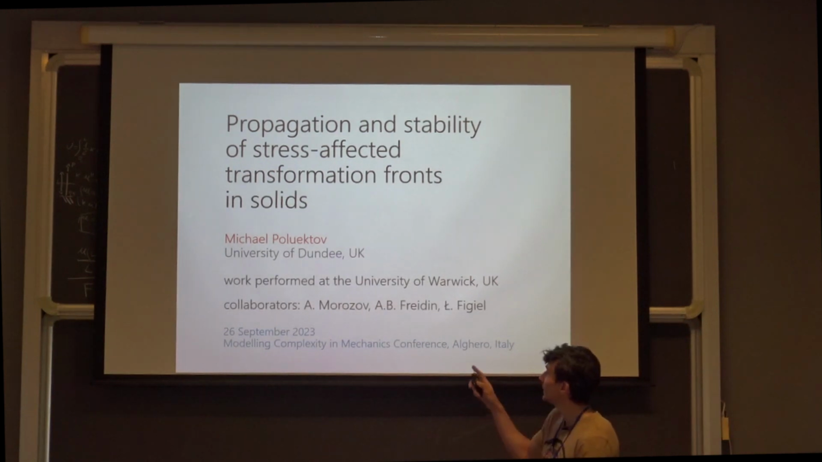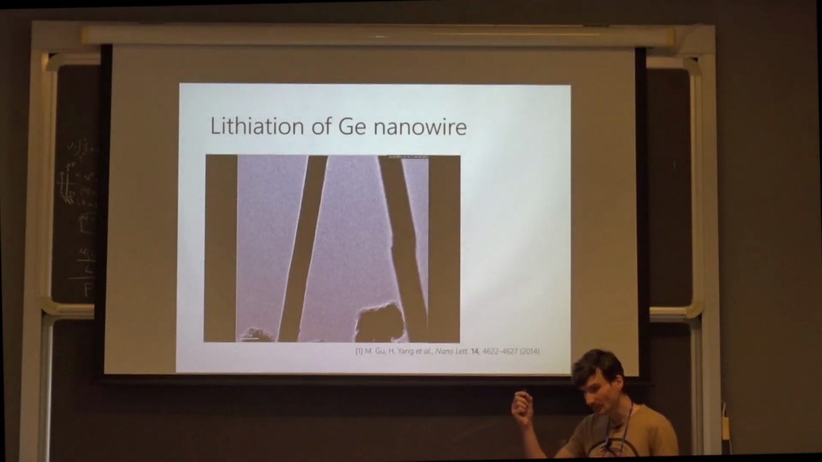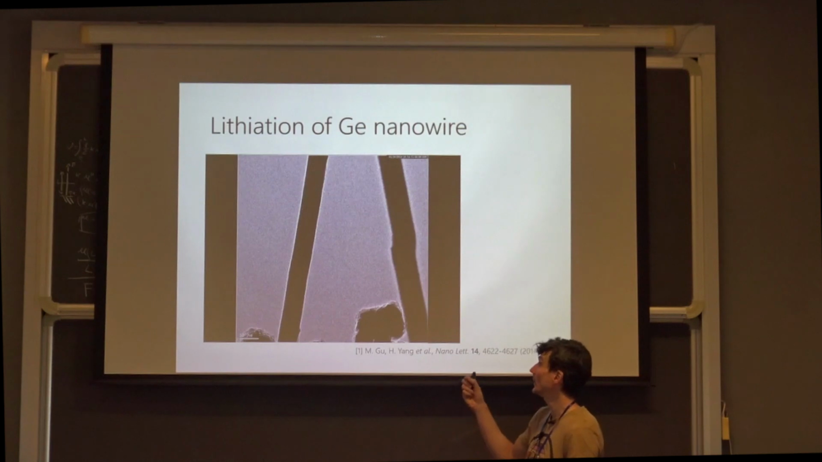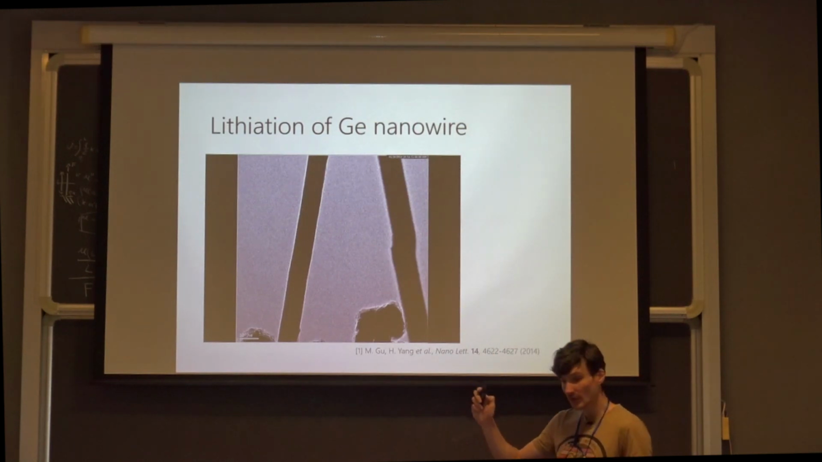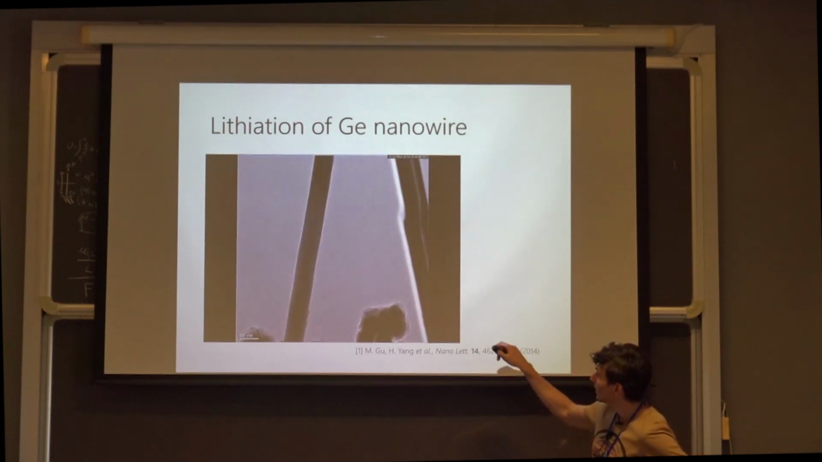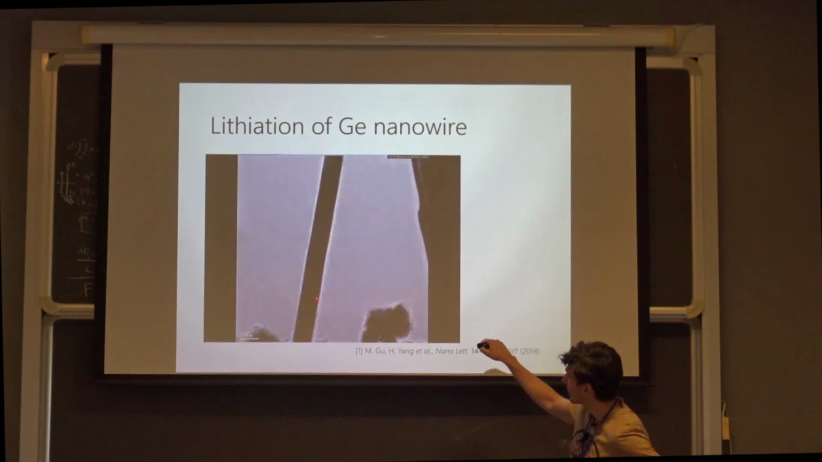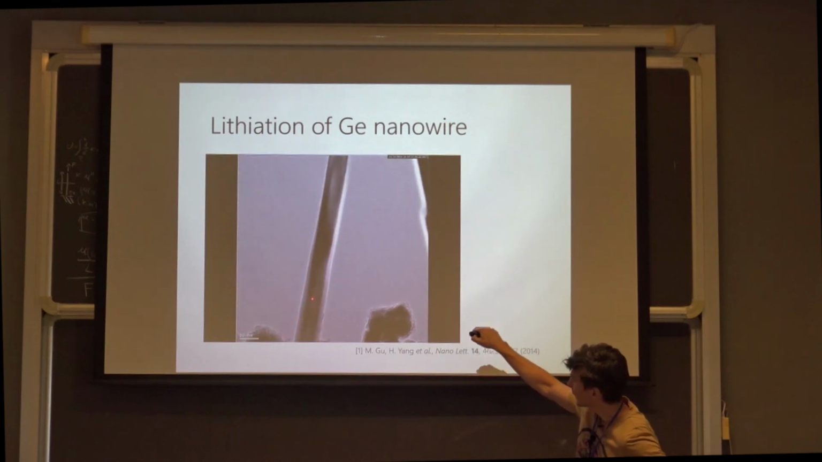So in the title you see that I'm talking about transformation fronts, and the prime example of that is the chemical reaction front. So what's that? So imagine a metallic nanowire, like a germanium nanowire, and if you take that and subject it to lithium, you will see the following picture. So you will see the emergence of two different phases. So you see the light gray phase and the dark gray phase and the interface between them.